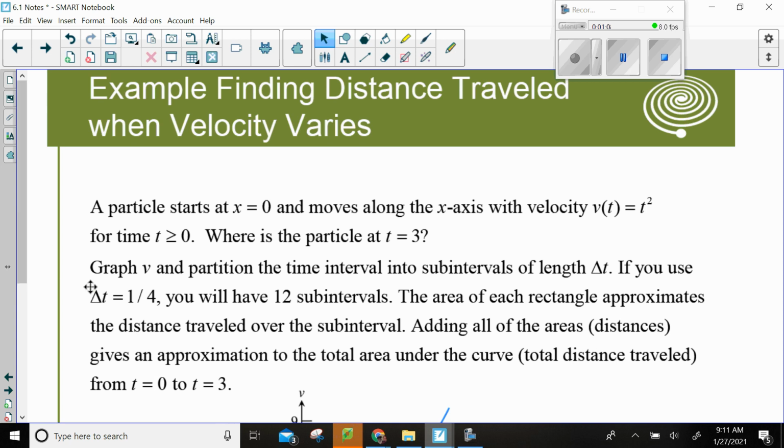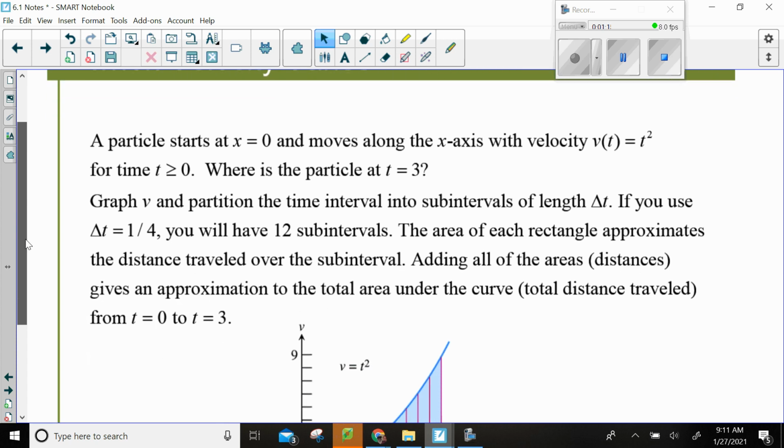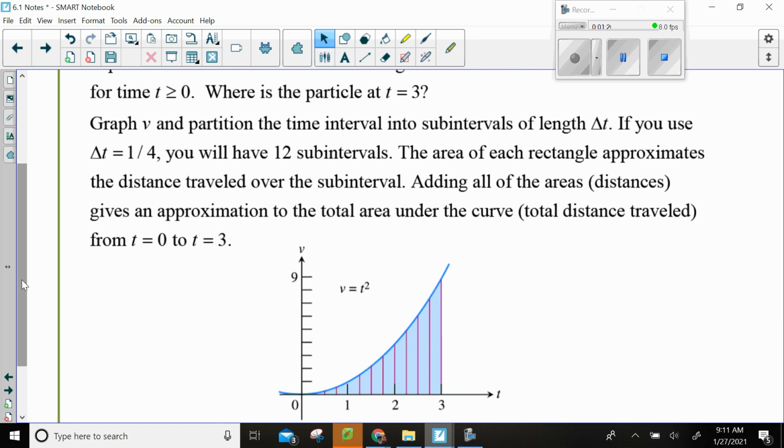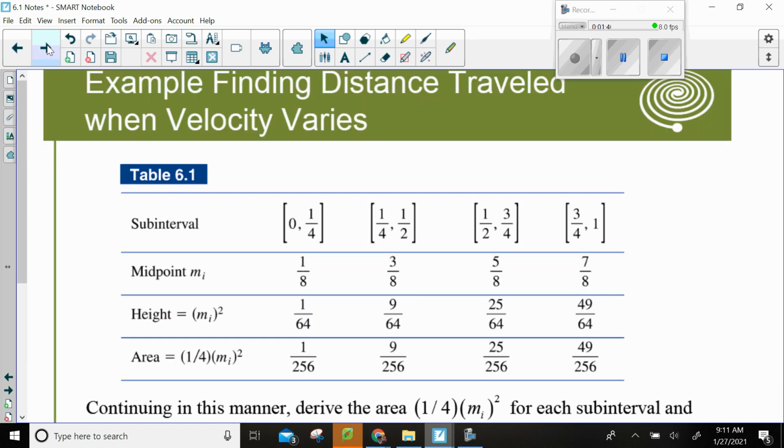If you use delta t equal to 1/4, you'll have 12 sub-intervals. The area of each rectangle approximates the distance traveled over the sub-interval. Adding all of the areas or the distances gives an approximation to the total area under the curve, or the total distance traveled from 0 to 3. So it looks like this. Here is your function. They're going to break it into 12 different sub-intervals of width 1/4.